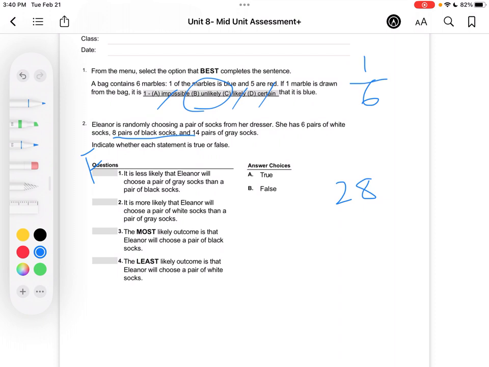It is more likely that Eleanor will choose a pair of white socks than gray. White, well, that's also false because she has more gray. The most likely outcome is that Eleanor will choose a pair of black socks. Well, that's not true because she has 14 pairs of gray. The least likely outcome is that she will choose a pair of white socks. Well, that's true because she has the least amount of white, so that would be true.